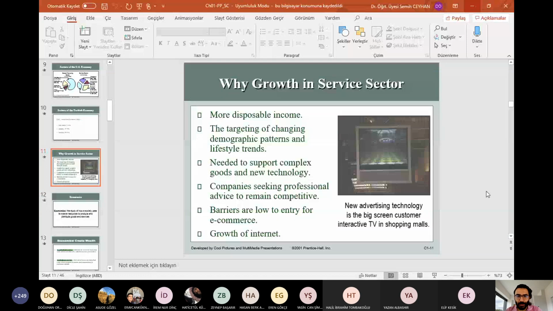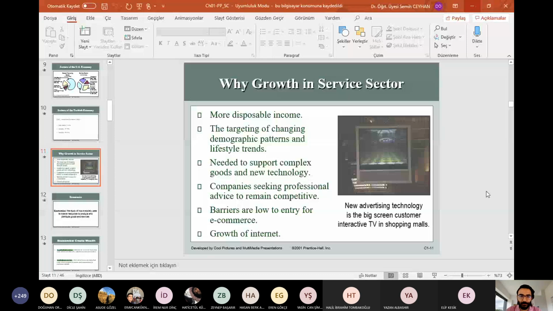Okay. The service sector is growing, we said. Actually, it means more disposable income. By disposable income, we mean the income left after we pay some taxes out of our incomes, right? We have some money earned out of our jobs, salaries, but we need to pay some taxes on that. After that, we have some amount of money. We call it disposable income, okay?